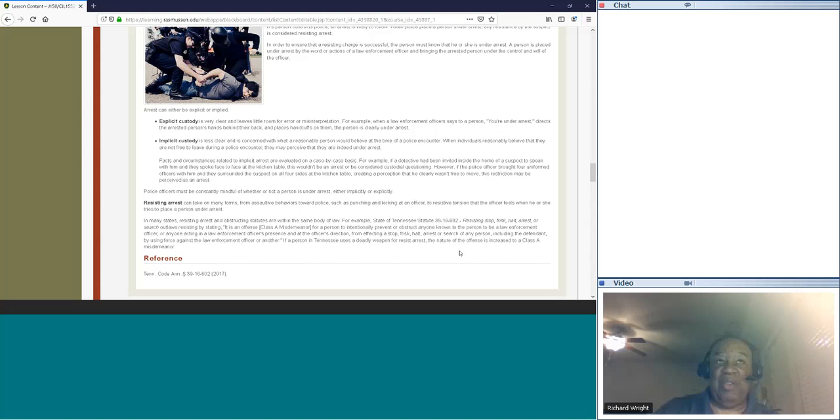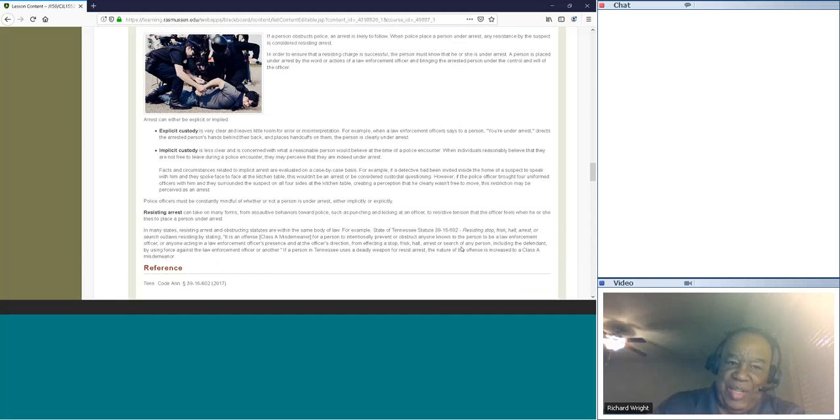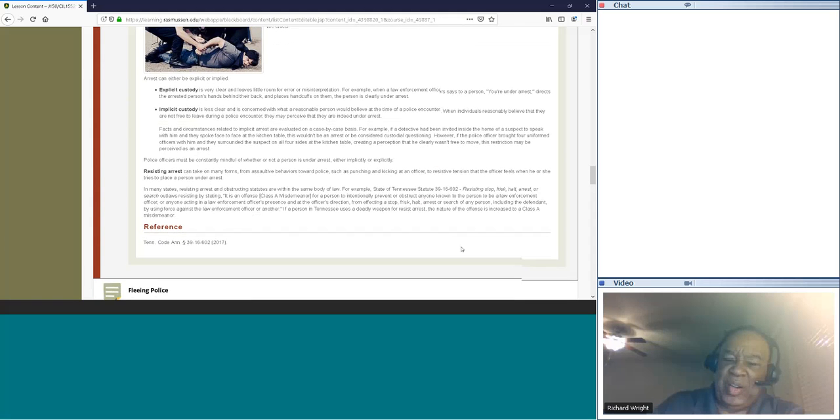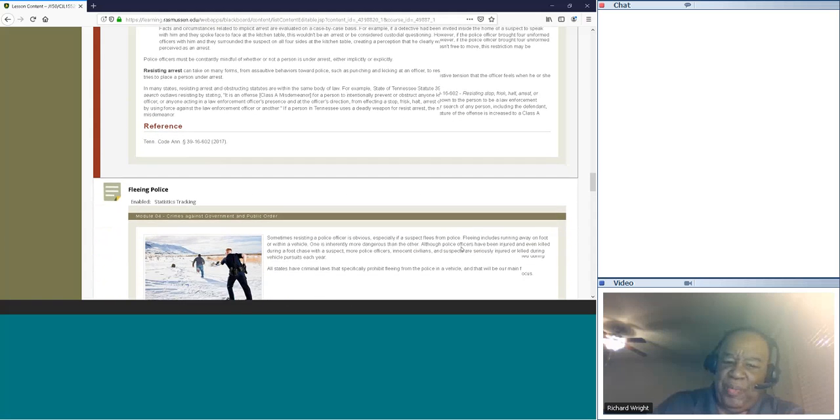So the key thing is when you use some kind of interference in it, then you can obstruct justice, but more specifically, when a person is in an arrest mode, you can be charged with resisting arrest. It says finally, if a person in Tennessee uses a deadly weapon for resisting arrest, then it elevates, of course, to a class, is increased to a Class A misdemeanor. All right. So that's resisting arrest. Pretty clear on what I've shared with you.